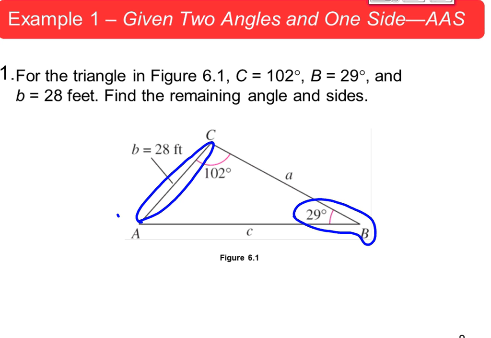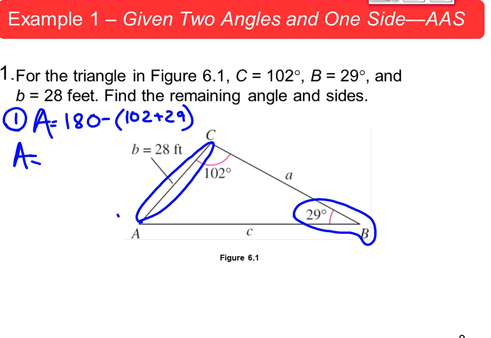So the first thing I would do is find capital A. And I think when I did one of those, we were using kind of 90 minus x. So now we do have to go 180 minus 102 plus 29. And so A is equal to, let's see, 180 minus 131. So A is equal to what? 49. So A is 49 degrees as we look at that.